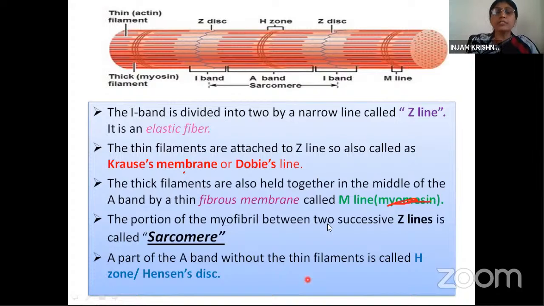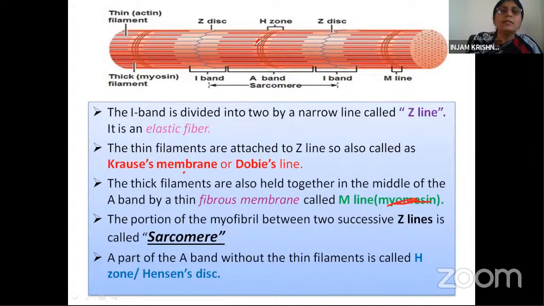Yes, another zone is there. What is that? It is the H zone. Here you are able to see the H zone. You can recognize that there is no blue line here.